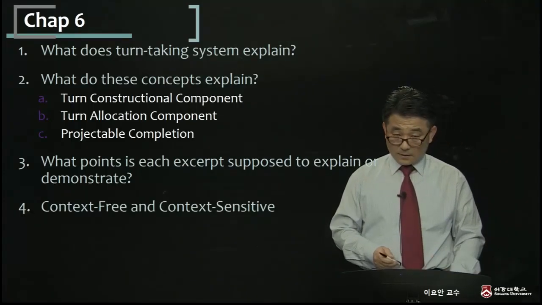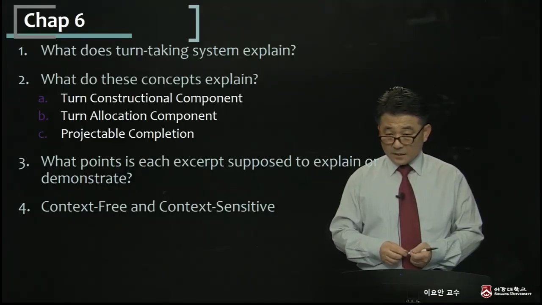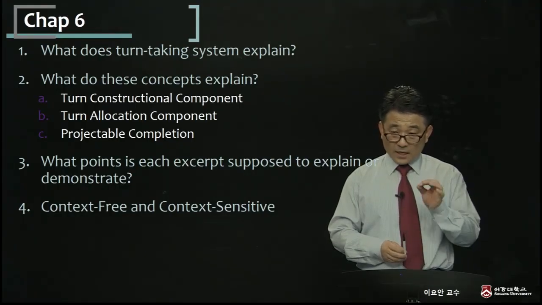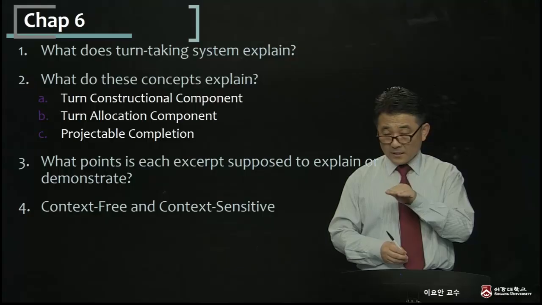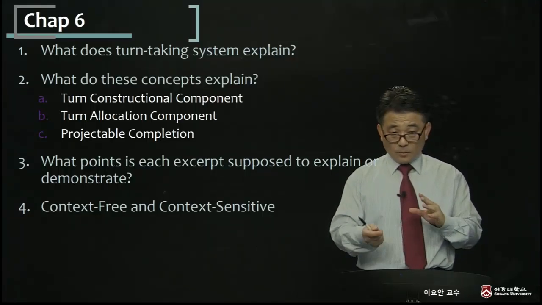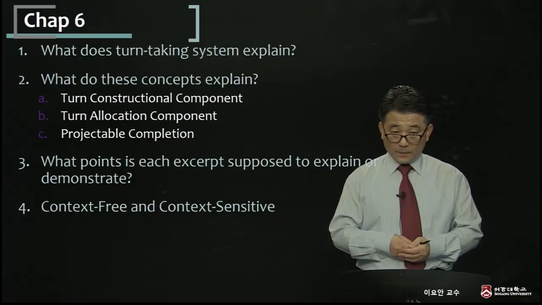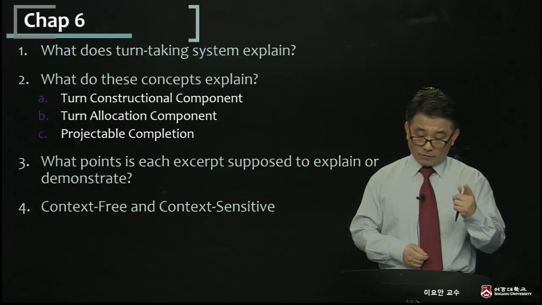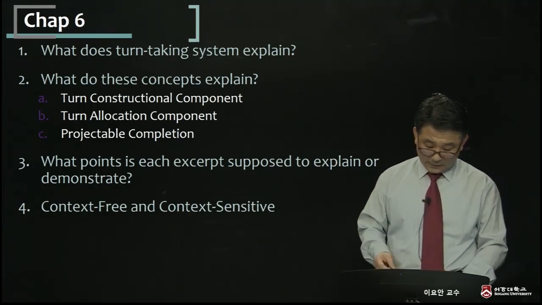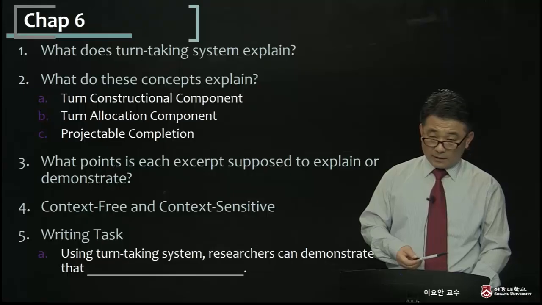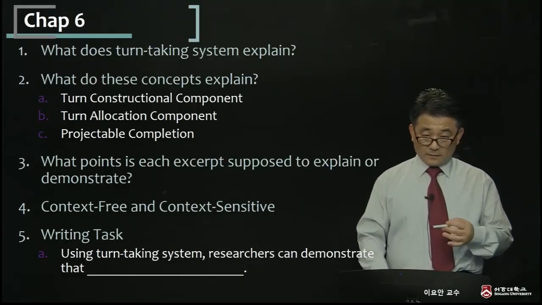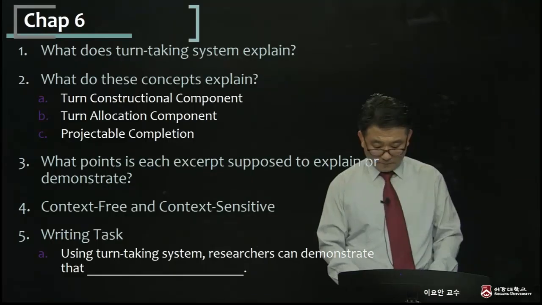Another issue, this is presented at the end of the chapter, context-free and context-sensitive. Harvey Sacks argued that turn-taking system has this quality, context-free and context-sensitive. It's sort of a paradoxical argument, but it'll make sense if you go through this text closely. And at the end, also, I'd like you to be able to write about turn-taking. So using turn-taking system, researchers can demonstrate and then put your argument there.